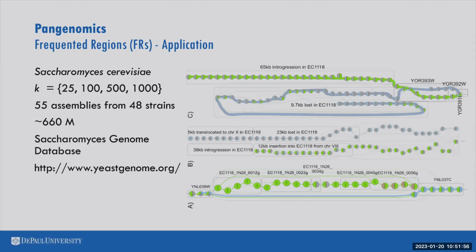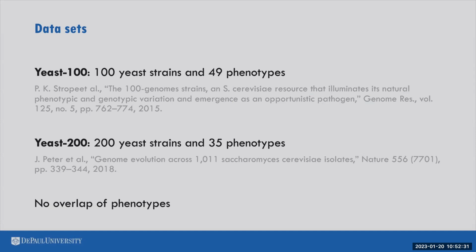We started off with 55 genome assemblies from 48 different E strains. The total size was around 660 megabase pairs. Just going through the process of generating a compressed de Bruijn graph and identifying the frequented regions, we were able to find some interesting regions, like identifying some introgression in lines and some translocations. So we were able to biologically identify some interesting regions, which is good, but we also wanted to apply it to a larger data set.